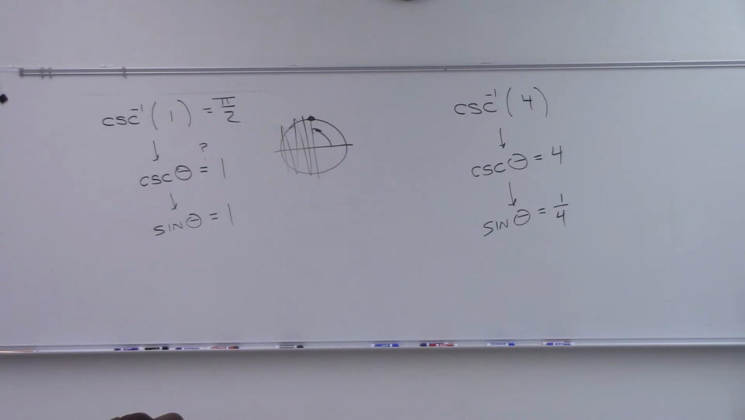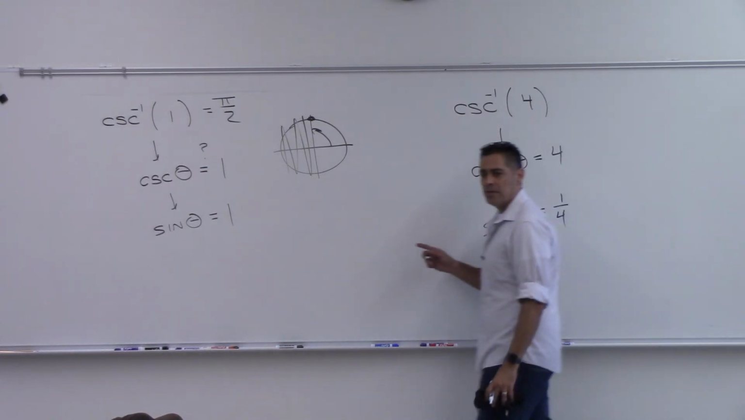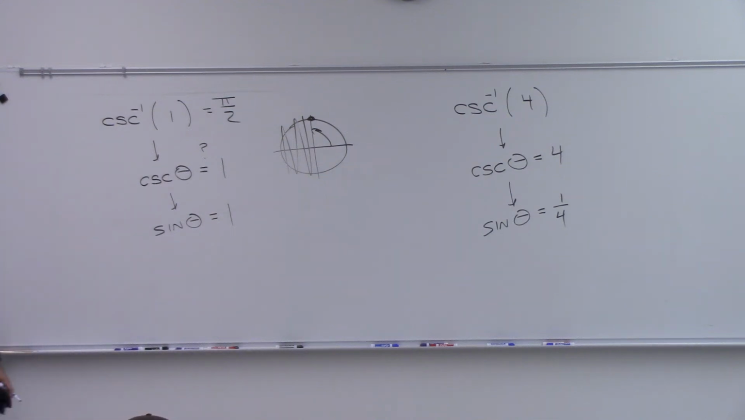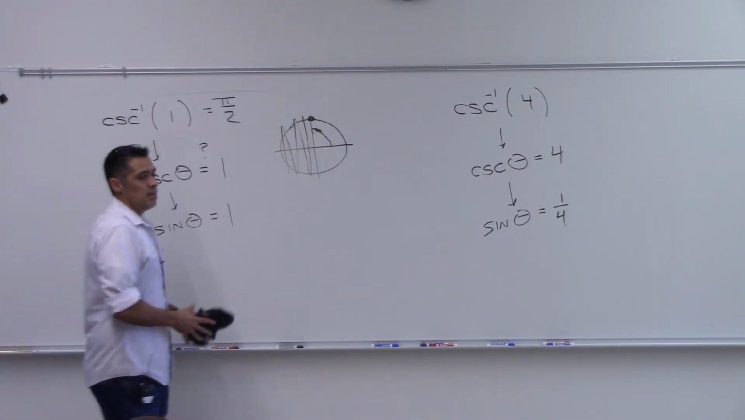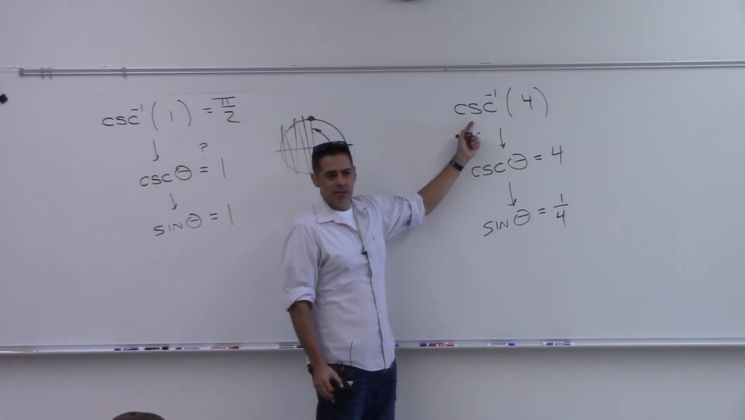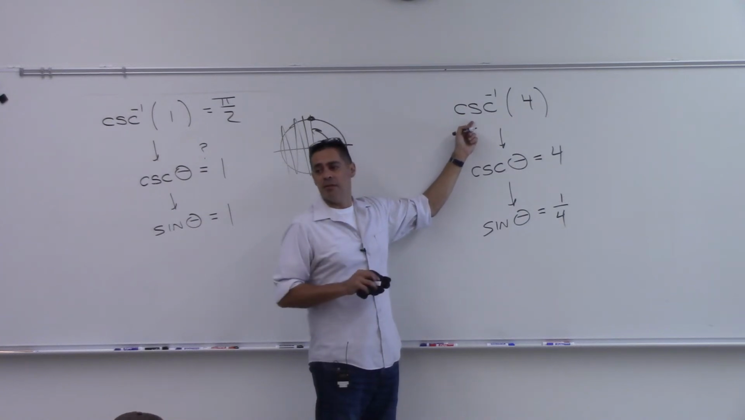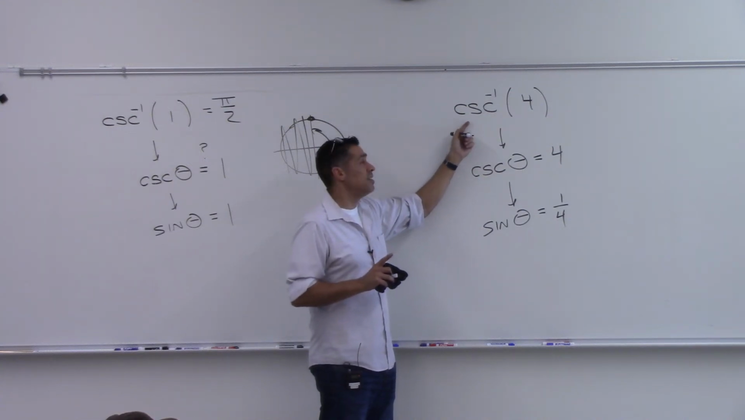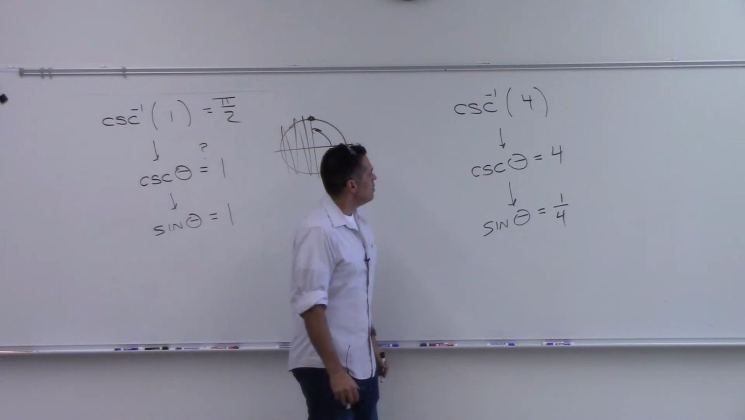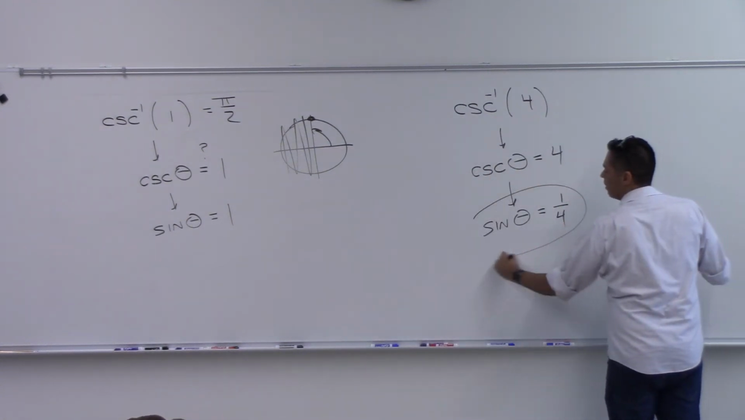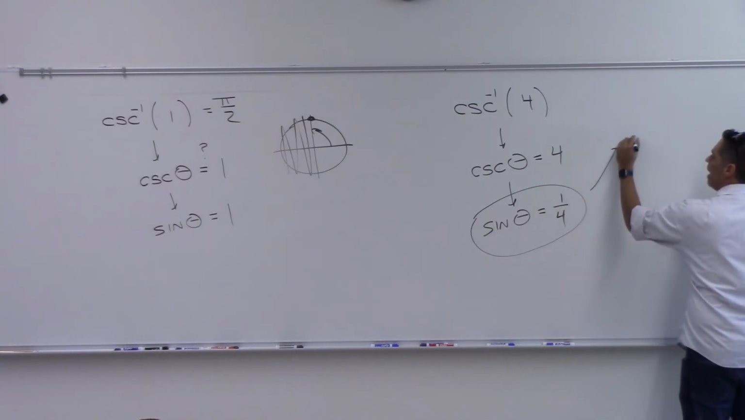Okay, so since it's not a common one, that means we're going to need calculators to solve this problem. Now, does your calculator have a cosecant inverse button on it? No. Does it have a sine inverse button? Yes. So somehow we need to use the sine inverse button instead of cosecant inverse, because we don't have that button. So what I'd like for you to do is think about how this problem is equivalent to me asking you this.